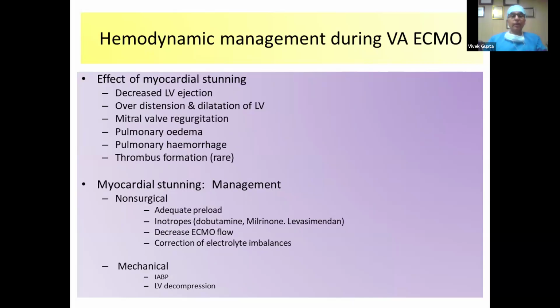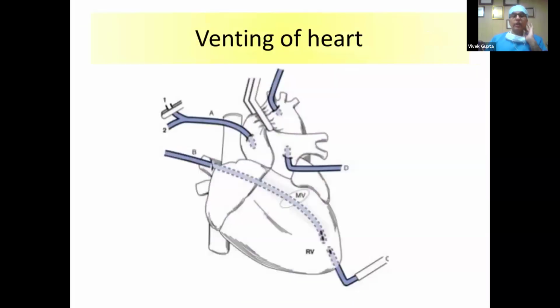The treatment can be non-surgical, by ensuring adequate preload, using inotropes, decreasing ECMO flow, or correcting the electrolyte imbalance. And sometimes we need to provide support mechanically by putting in an IABP, or doing LV decompression using surgical techniques, from apical venting or other ventings from other places.